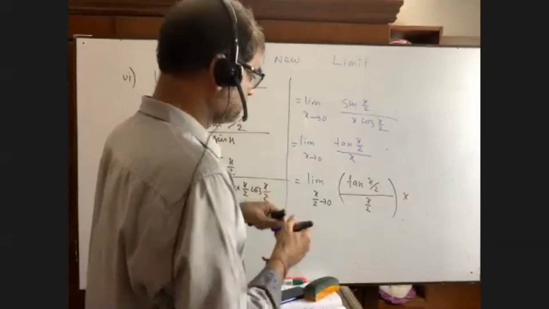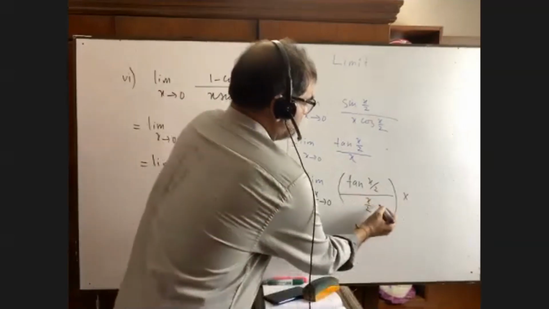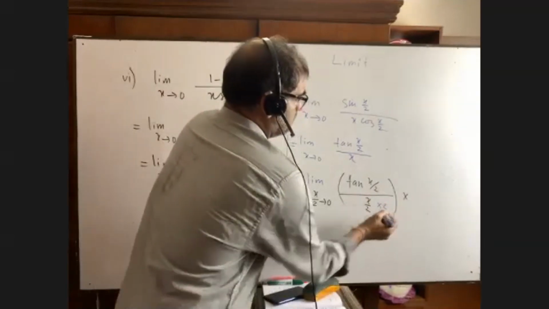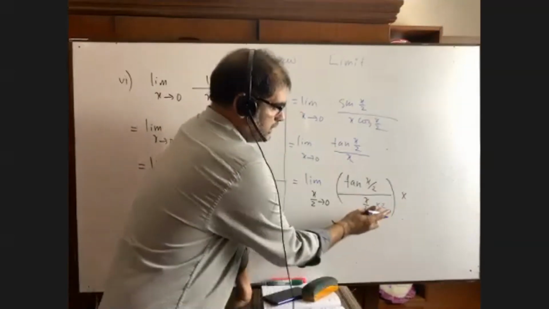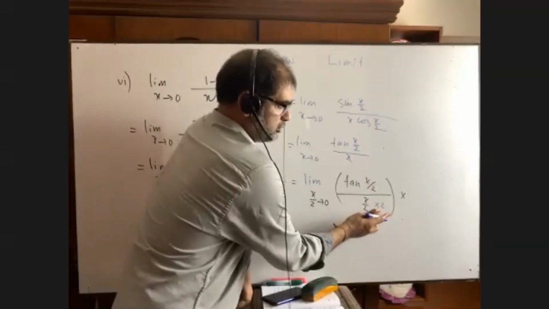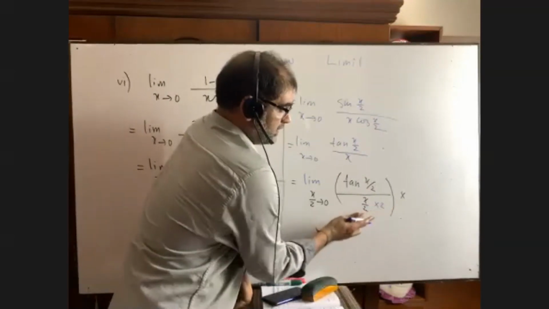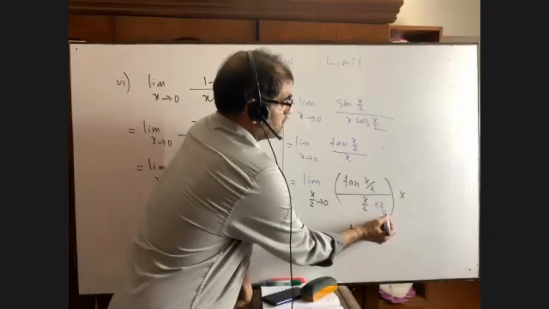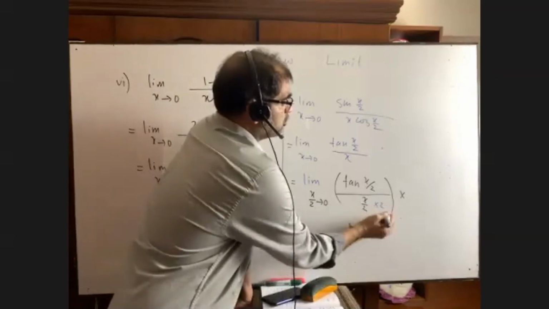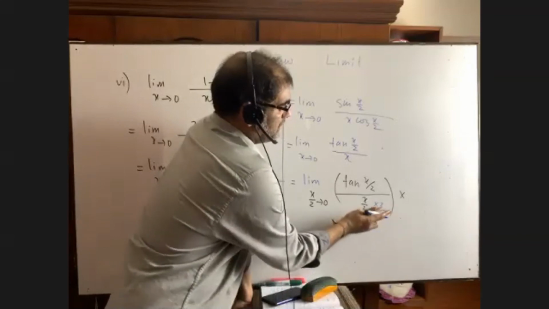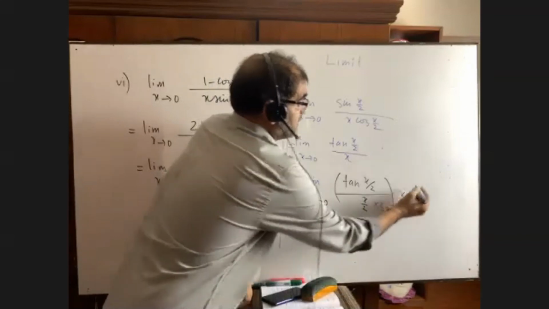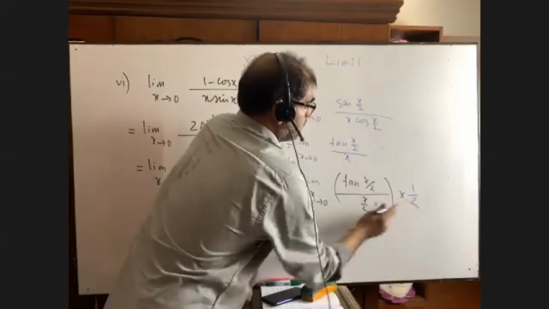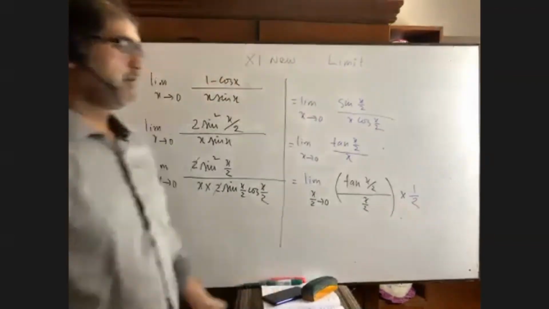Please see. It will be vanished if here 2 is taken. Right? Here 2 is taken, right? Please look at the board. 2 will be vanished. 2 means what? 2 by 1. Now this 2 by 1 can be written as half. Please try to understand.